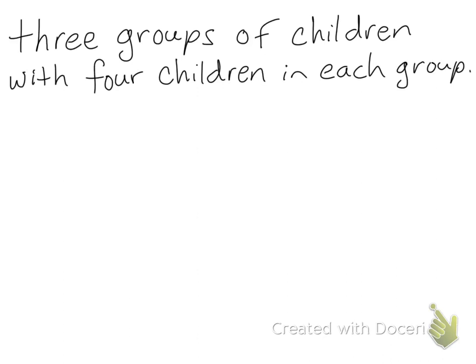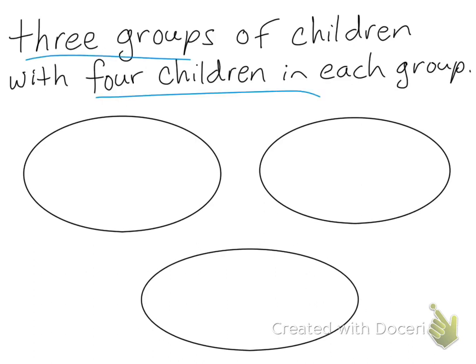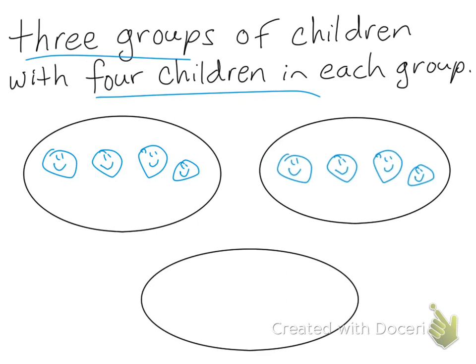Okay. Now I'm going to pretend that for a class project, I need 3 groups of children with 4 children in each group. So I'm going to draw circles to show it in this case. So I've got 3 groups, so I'm going to use circles this time. 1, 2, 3. And then I need to have 4 children in each group. So I'm going to draw the children again in each group. So we have 1, 2, 3, 4. And then I'm going to have 4 children in this group and 4 children in this group.